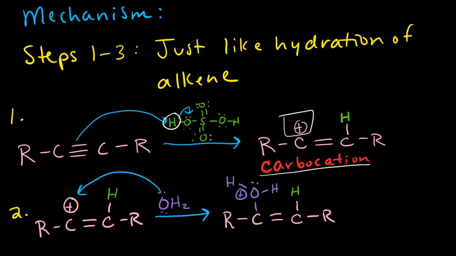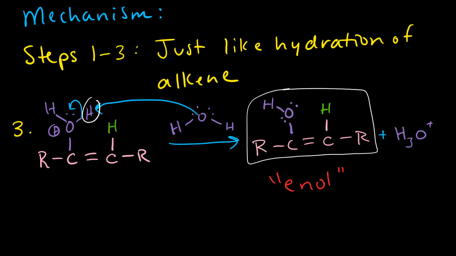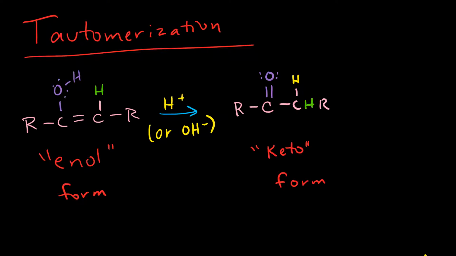In the second step, the water attacks the carbocation, just like with the alkenes, and you end up getting the hydrated product. And then the third step is going to be that proton transfer step to yield a neutral product. This product happens to be called an enol in this case because it has an alkene as well as an alcohol functionality. But enols are not particularly stable, and especially in the presence of acid or base.